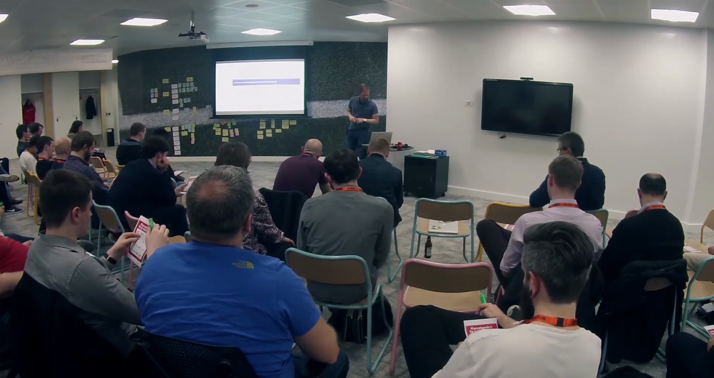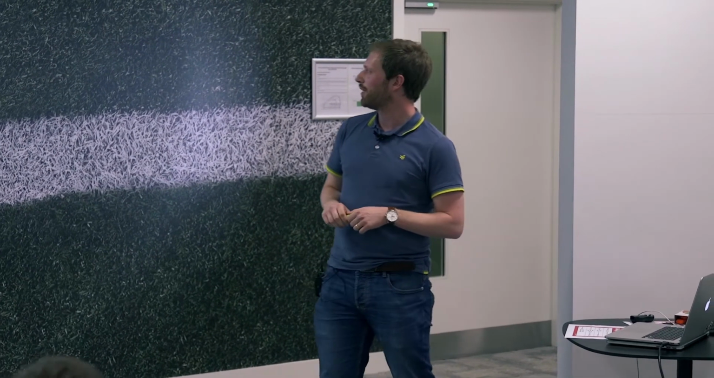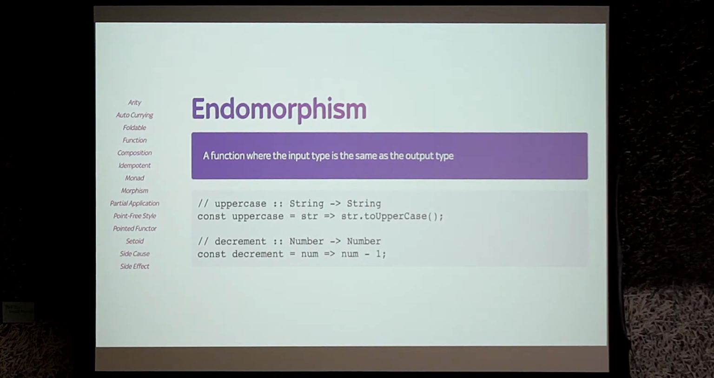An endomorphism, jumping around a bit. So an endomorphism, if we go back to a morphism in a bit, that will make it more obvious, but an endomorphism is a morphism where the output type is the same as the input type.